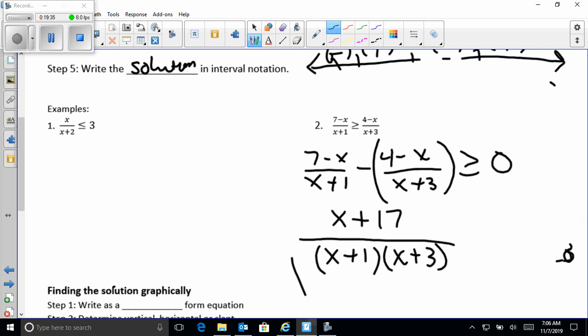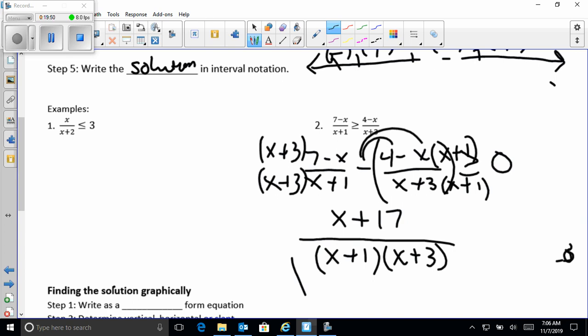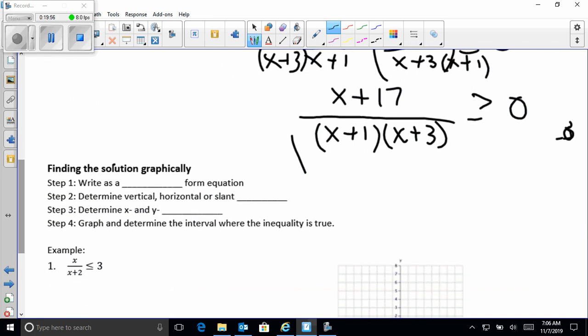Remember, you have to distribute this negative, and then you're going to multiply this by x plus 1, this by x plus 1. You learn all that. And then this one by x plus 3, and this by x plus 3. Which looks like a big old mess, but it ends up cleaning up nice. And this is greater than or equal to 0. So we have 3 test values. What makes this equal to 0?